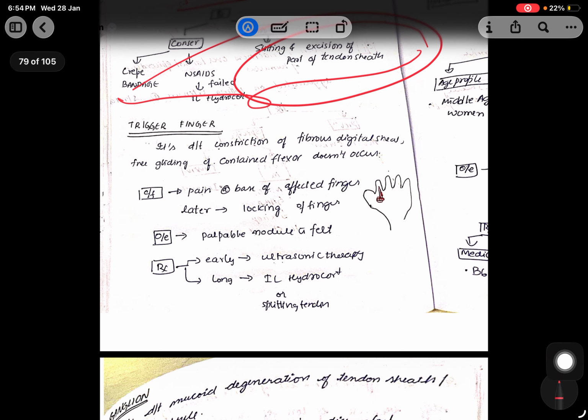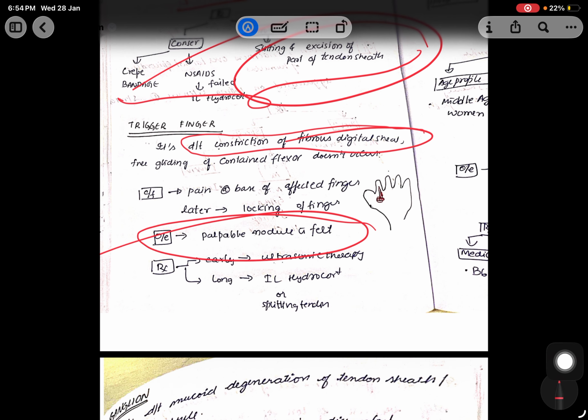And in trigger finger, what happens to the pulley? The pulley is getting constricted due to the fibrous sheet. Here you will have that click sound, which you may have seen in those cases, and you can also feel for the nodule which is present.